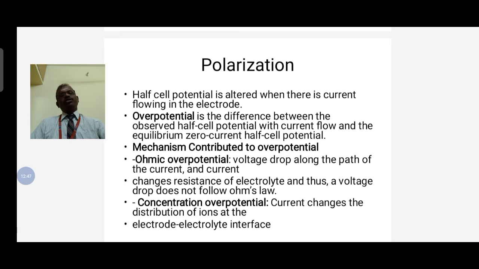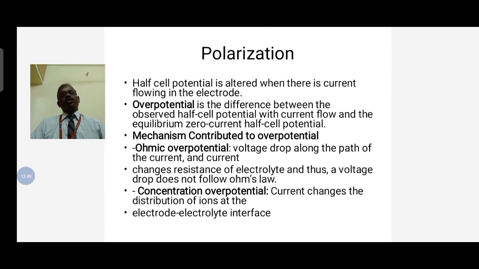Next one is overpotential. What is meant by overpotential? Overpotential is the difference between the observed half-cell potential with current flow and the equilibrium zero-current half-cell potential. That is, the difference between the observed potential with current flow and the equilibrium zero-current potential.